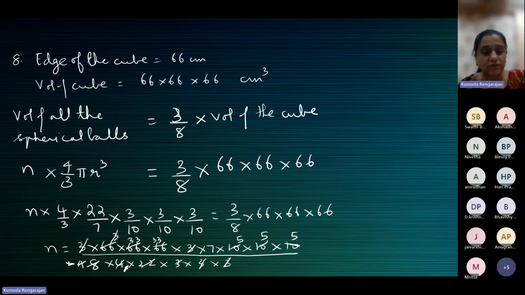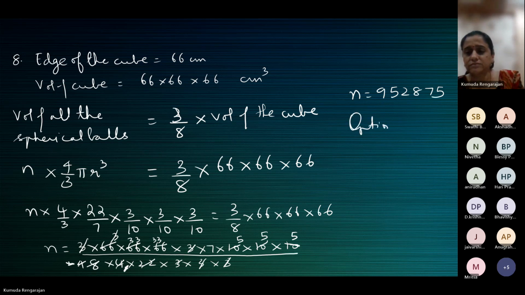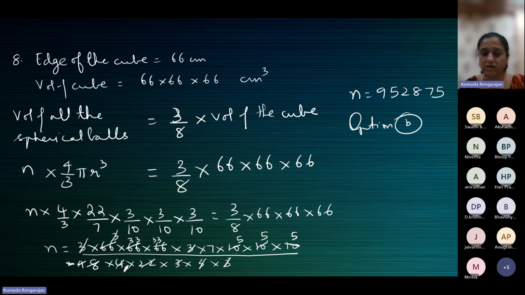nothing in the denominator. In the numerator, we have 33. We have another 33. We have a 7. And we have 125. I'm getting 952,875. N is equal to 952,875. Yeah, option B. Yeah, children, please let me know which part I have to be more clear.